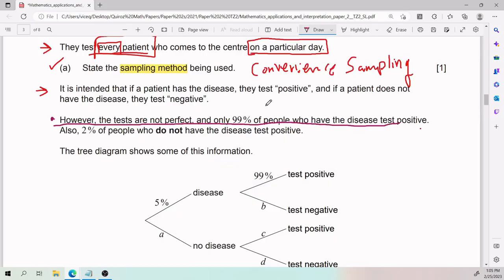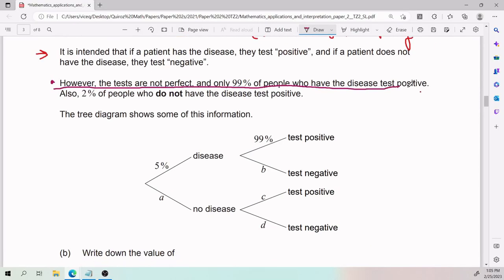So the tests are not perfect. Only 99% of people who have the disease test positive. So have the disease, test positive. That's where this 99% is. Have the disease, test positive. All right, that's how we got that 99%.